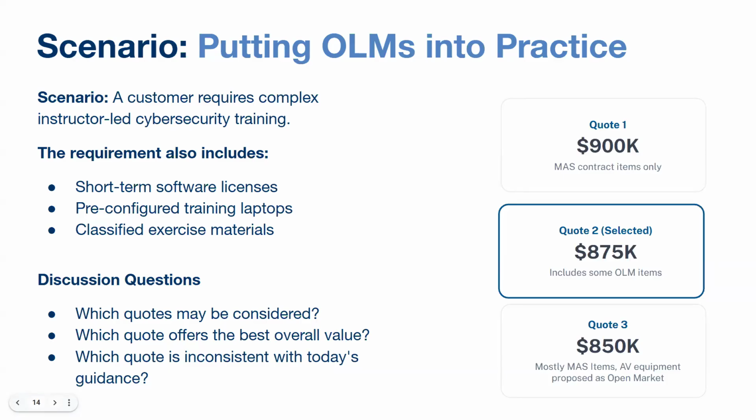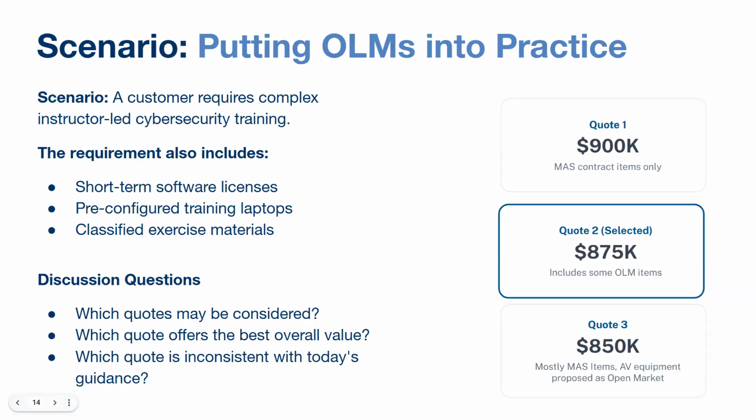So 3 contractors submit quotes. The first proposes only products and services already on its mass contract. The second proposes a complete solution that includes several order level materials. And the third offers the lowest price, but proposes obtaining certain supporting equipment through the open market.